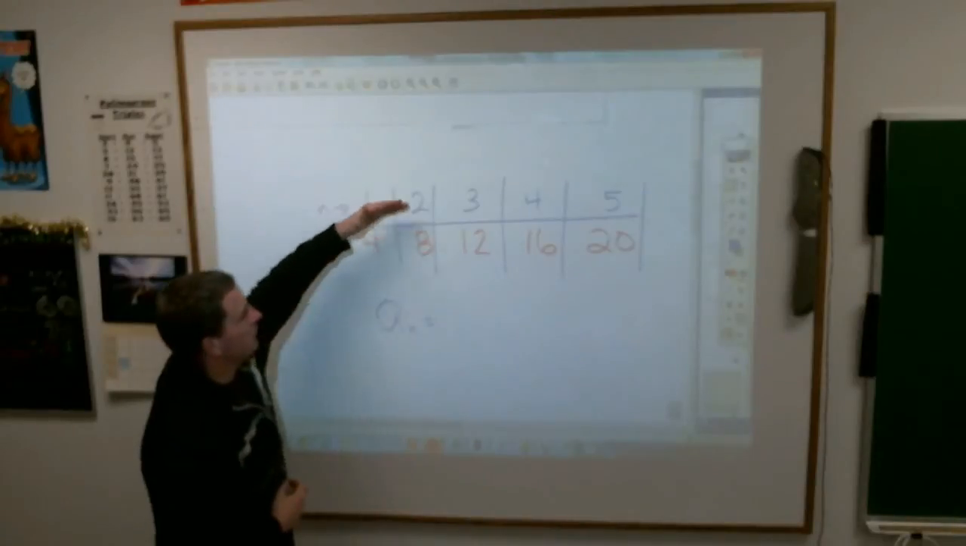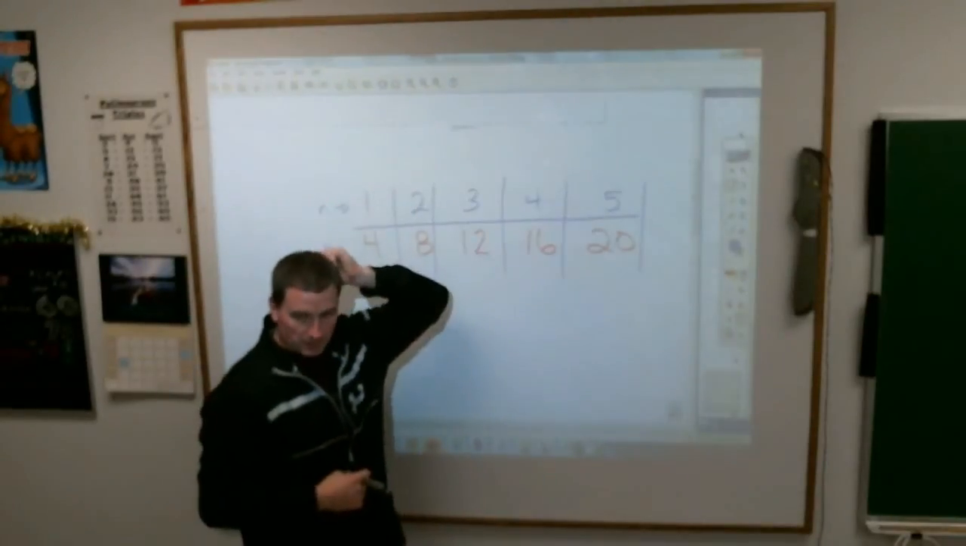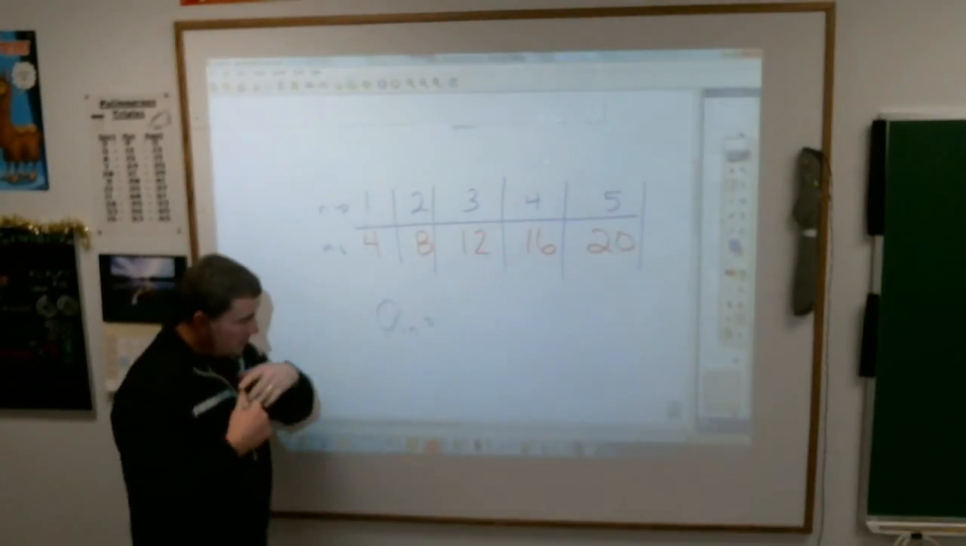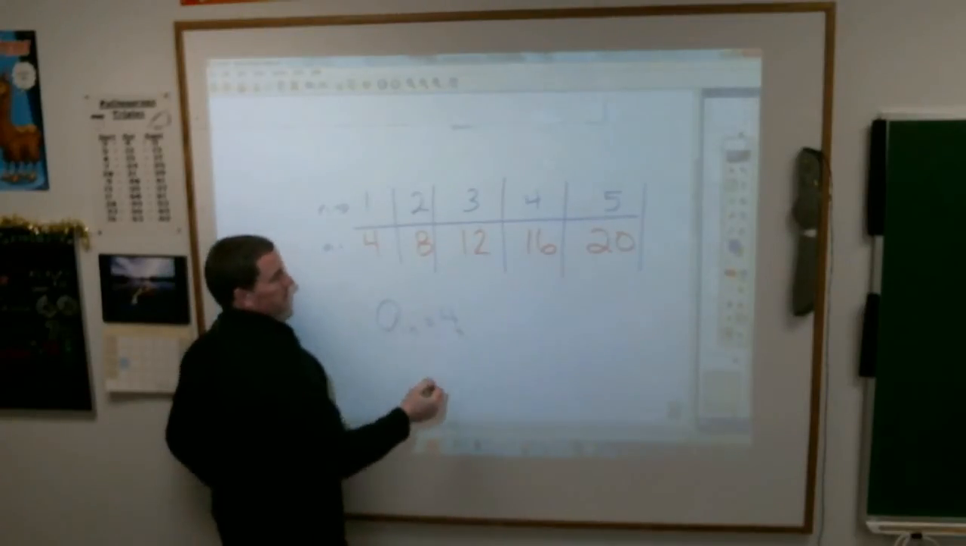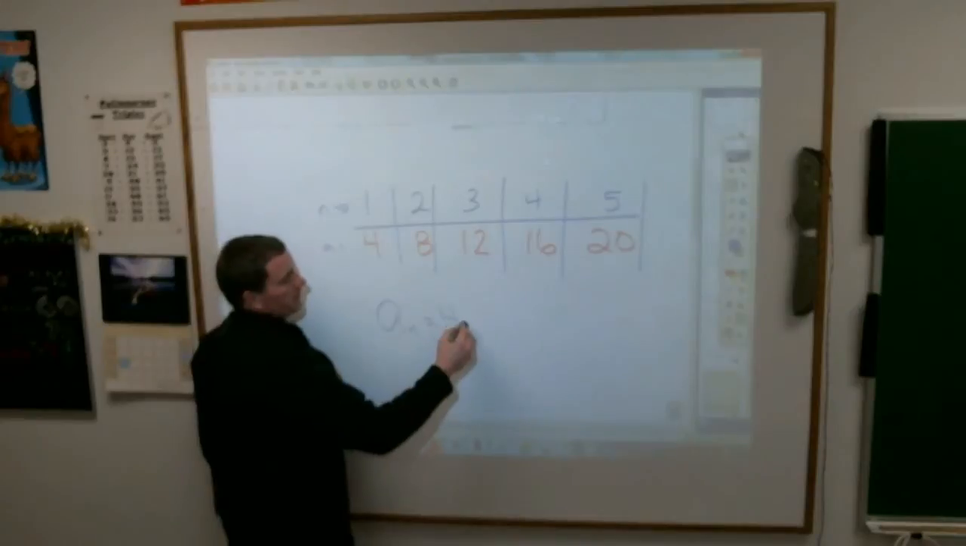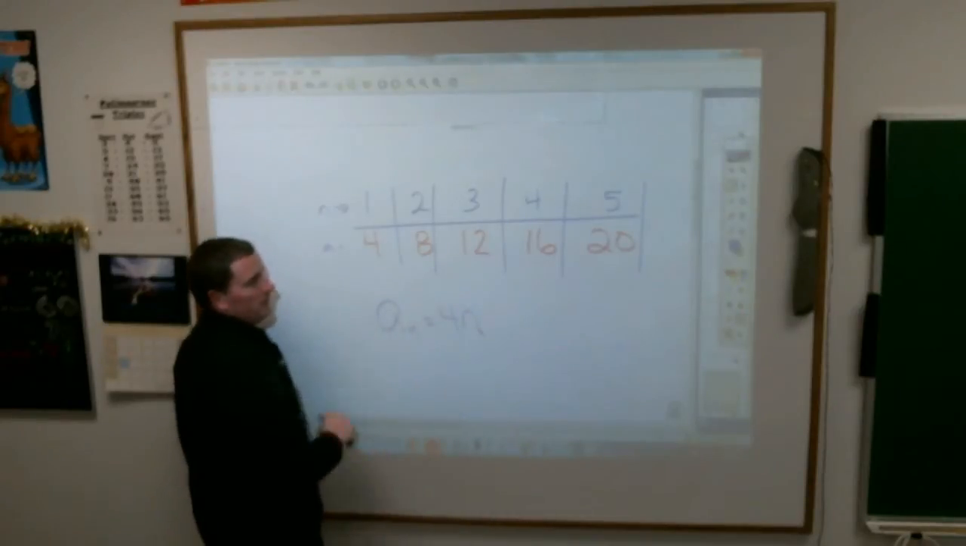What do I do with 1 to get 4, 2 to get 8, 3 to get 12, 4 to get 16, 5 to get 20? Grace, you are? Right, I'm multiplying by 4. 4 times whatever N is will give me that term.